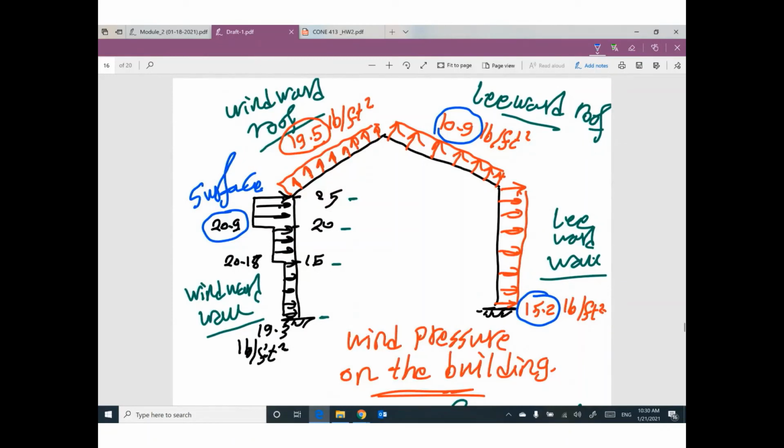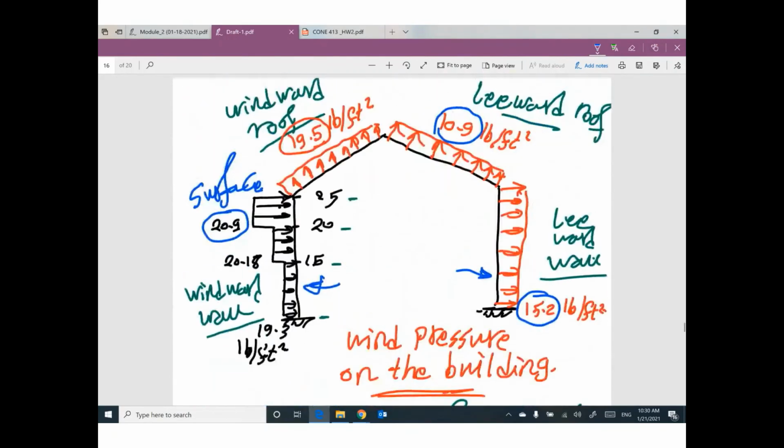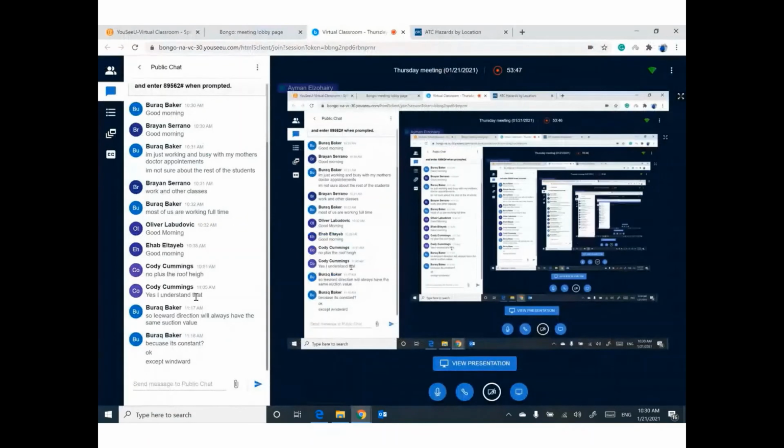Exactly. We need to convert this pressure to forces on the truss as a main system. For this column and this column, we need to multiply these values by S. For these values on the roof, I will multiply them by S times A to convert them to concentrated loads. Okay?